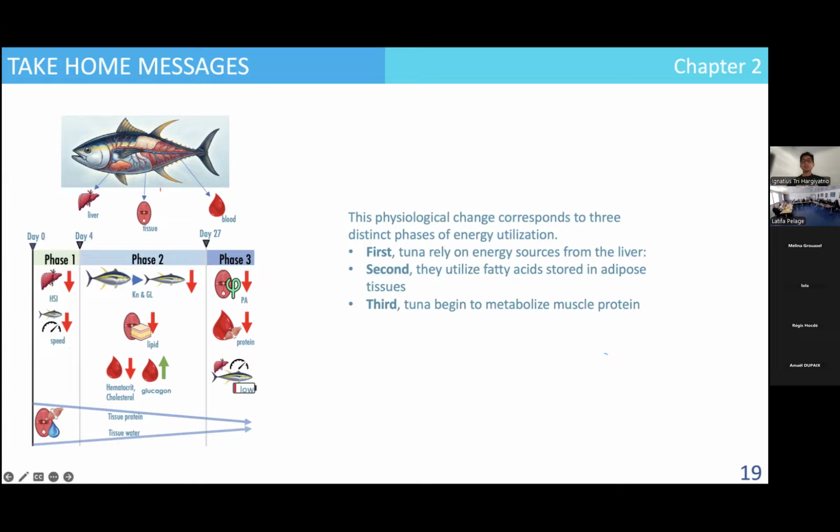And the second phase is the utilization of fatty acid stored in the adipose tissue. It's characterized by decreasing KN and gut length. Also, the lipid content from the tissue is decreased, and at that time they change some blood parameters. And then the last phase, phase 3, tuna begin to mobilize the muscle tissue, characterized by decreasing the phase angle, and then all of the parameters become low.